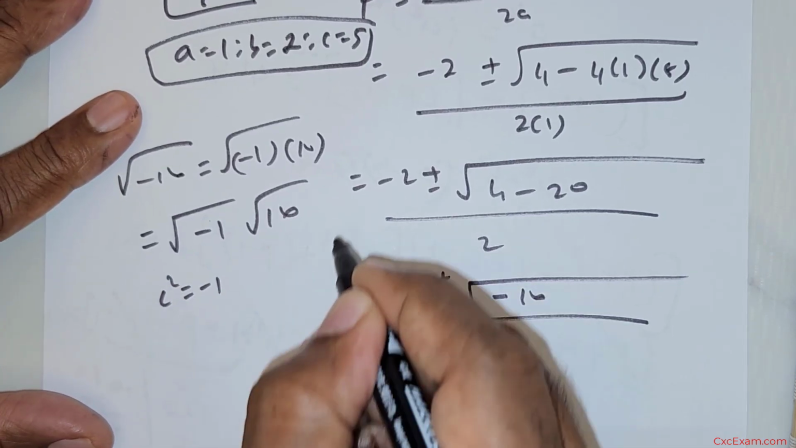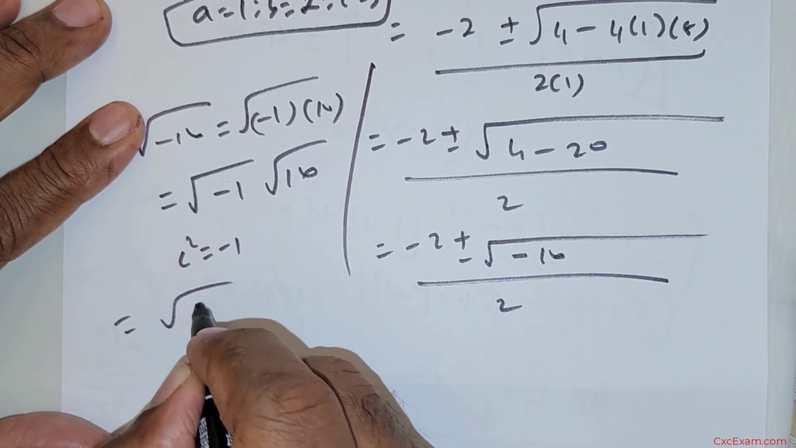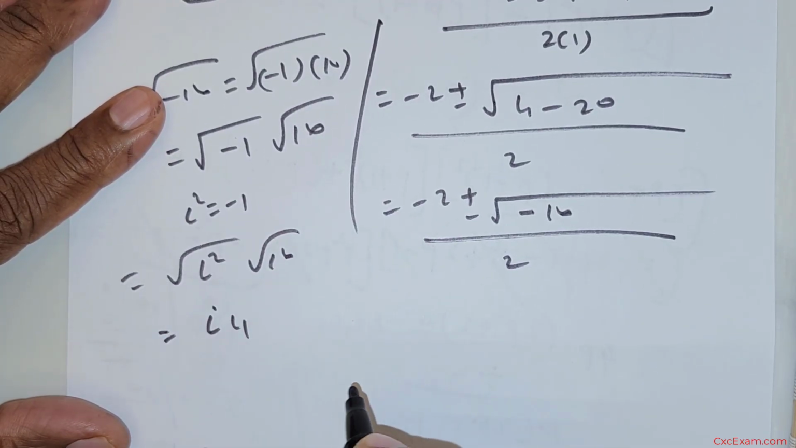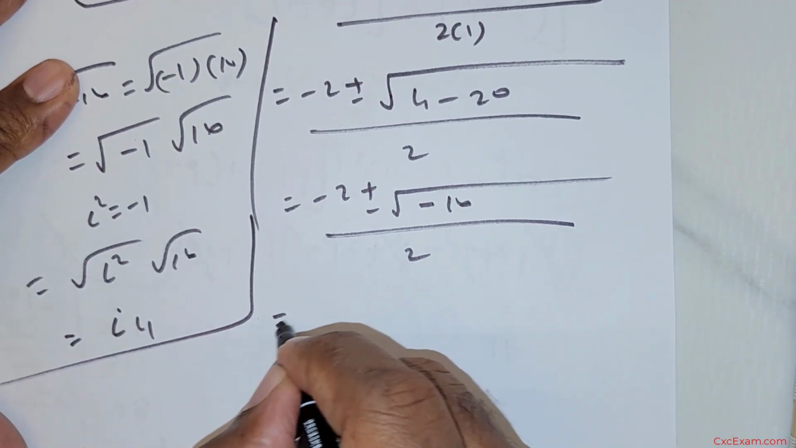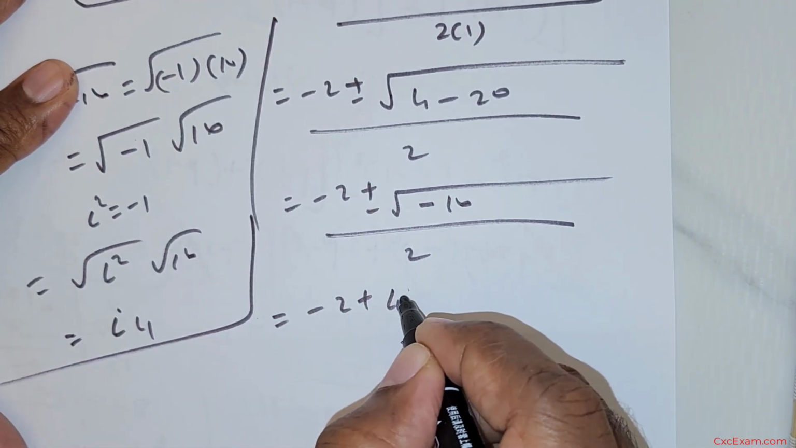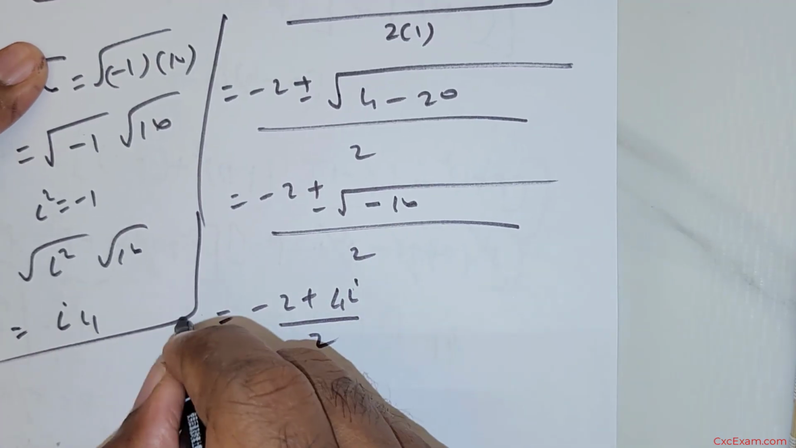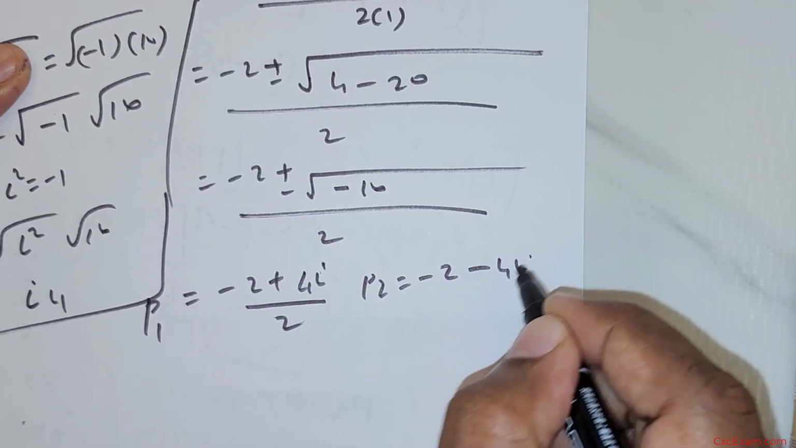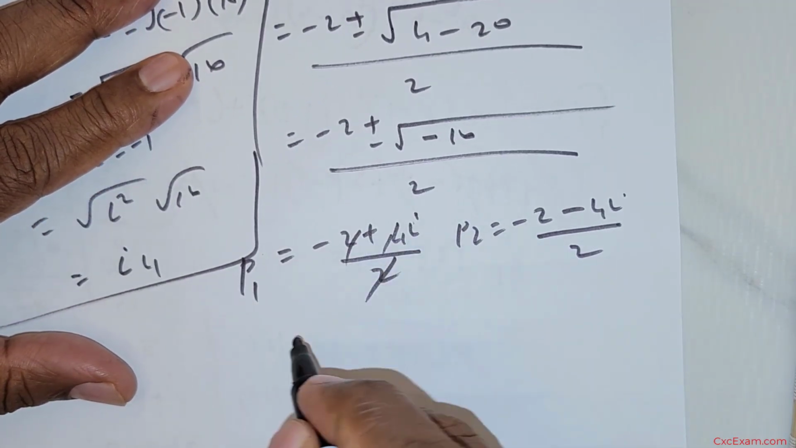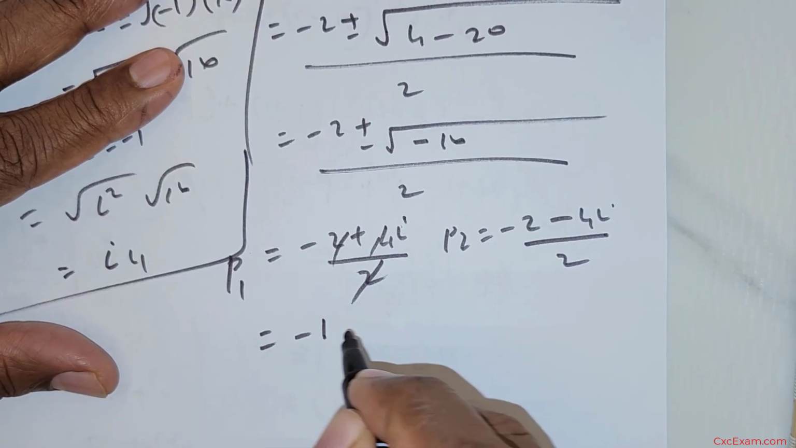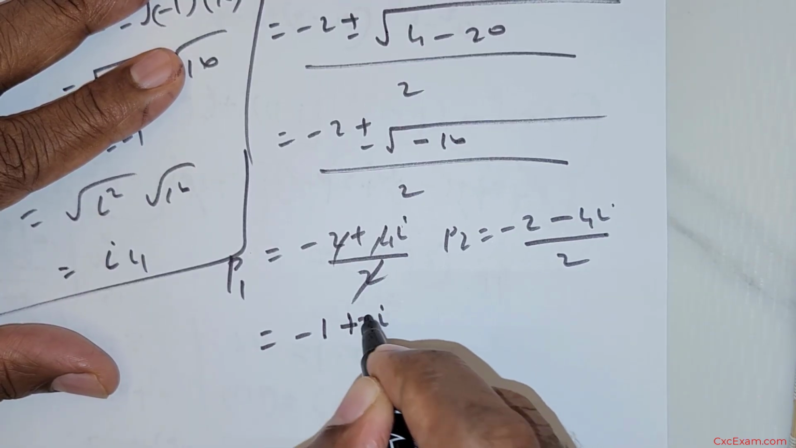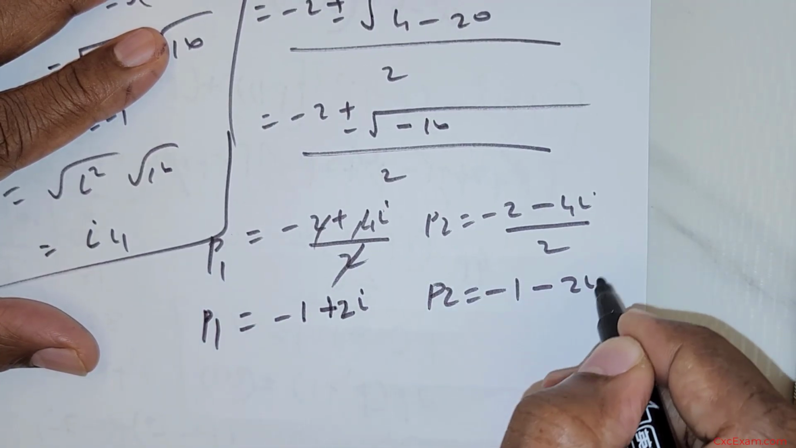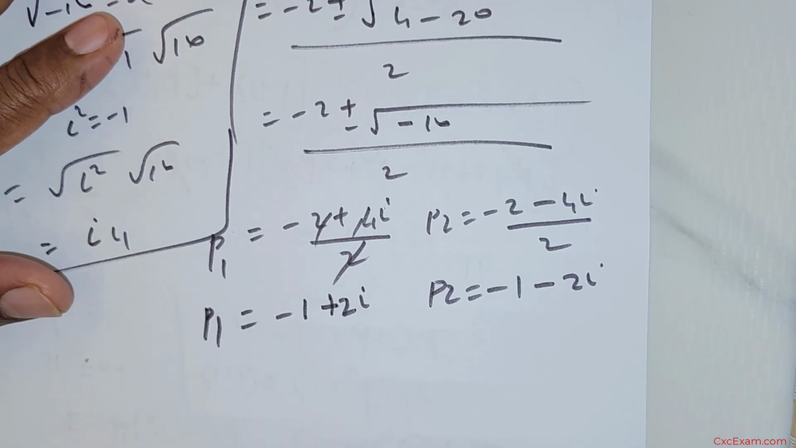Now i squared is equal to negative 1. It's a complex number. So you have root of i squared times root of 16. Root of i squared is i, root of 16 is 4. So over here you have negative 2 plus 4 times i divided by 2. That is one value of p, say p1, and p2 is negative 2 negative 4i divided by 2. 2 can be cancelled. This will give you negative 1 positive 2i for p1 and p2 is negative 1 negative 2i. Okay, fair enough.